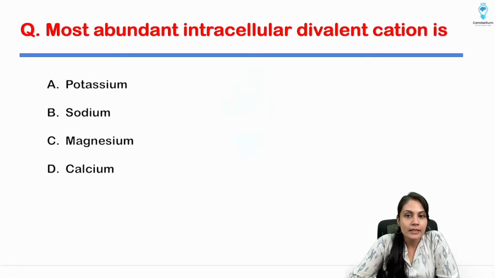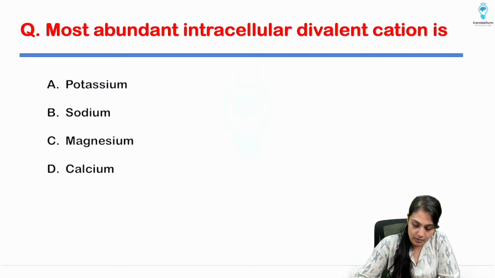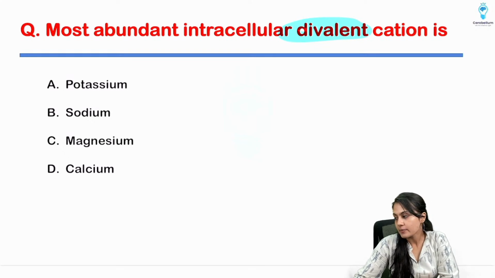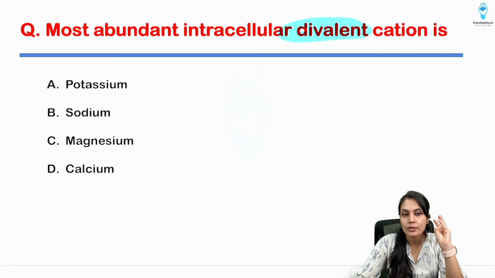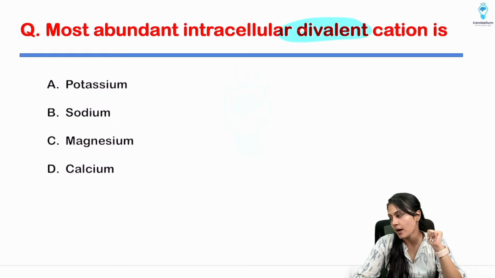So, the most abundant intracellular divalent cation, we have also discussed this. They haven't asked about the most common intracellular cation, but what they asked is divalent. So which is that going to be? Yes, please give me the answer. Is it going to be potassium? Is it going to be sodium? Is it going to be magnesium, or is it going to be calcium? Which of these is going to be the answer?